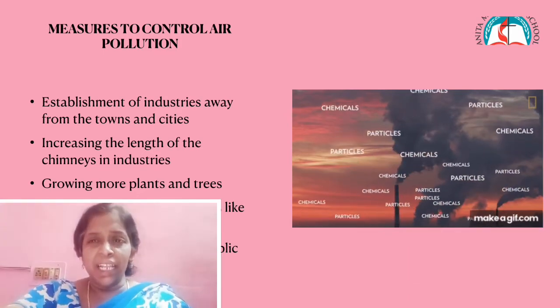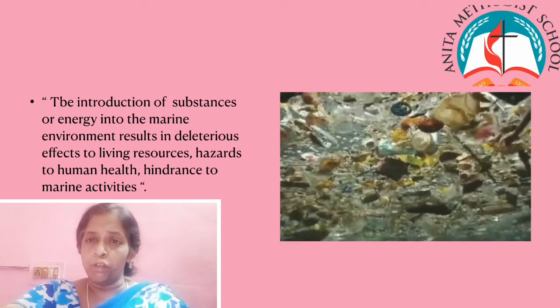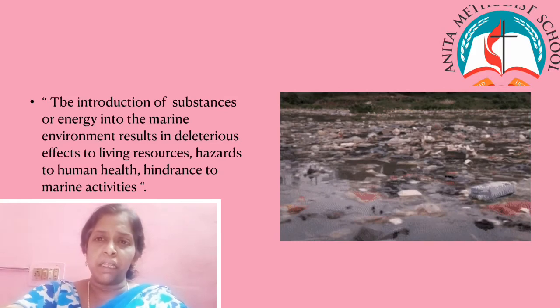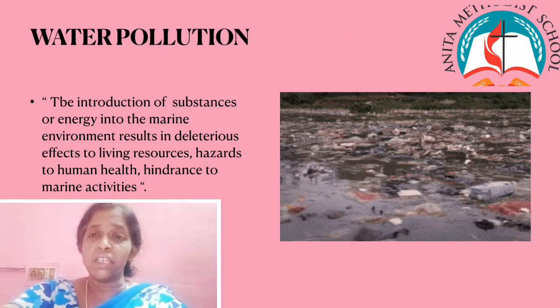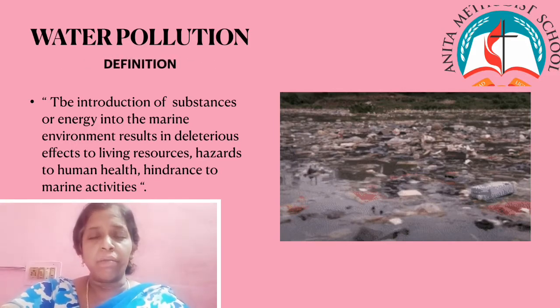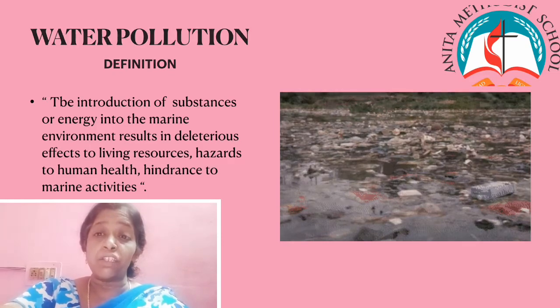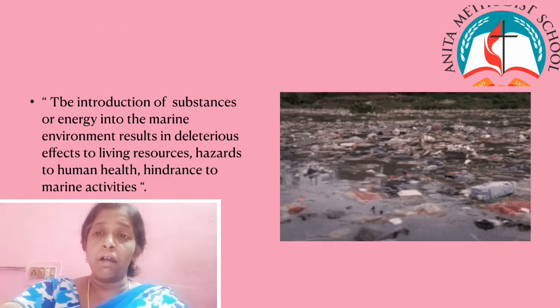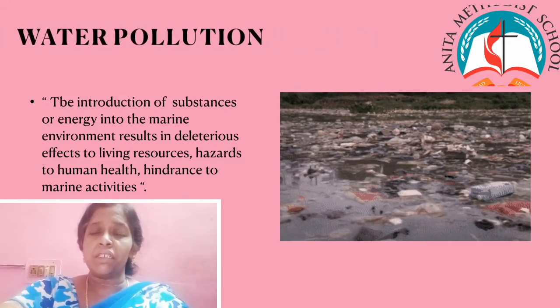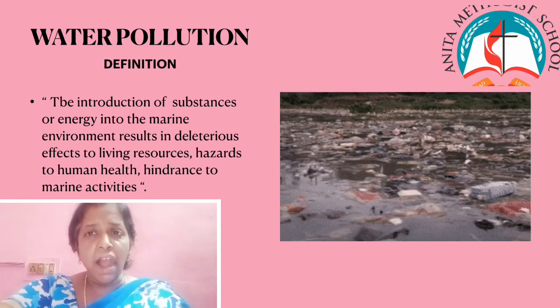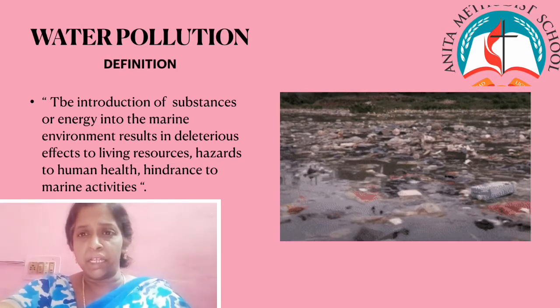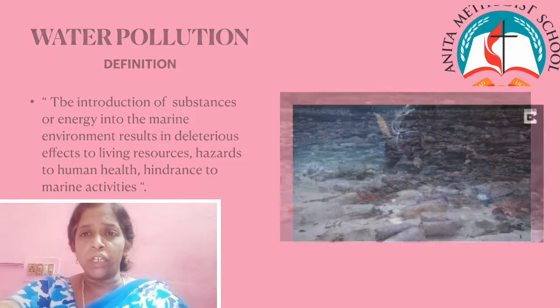Then, shall we learn the meaning of water pollution? Water pollution is nothing but the introduction of substances, wastes or chemicals into the marine environment, giving deleterious effects to human health. That means it gives harmful diseases to living resources and also affects human health and the marine activities. This is the meaning of water pollution.